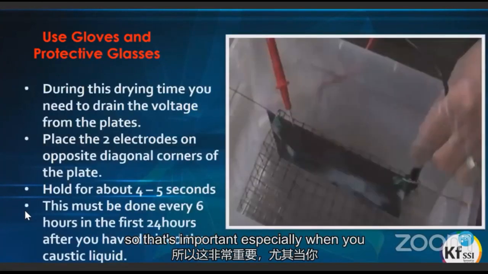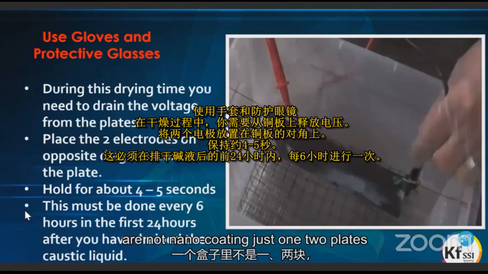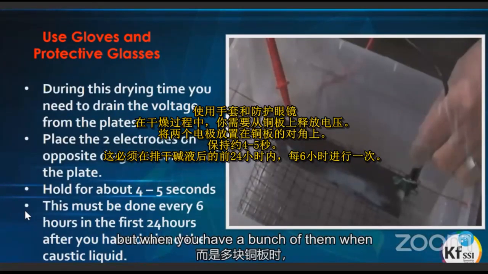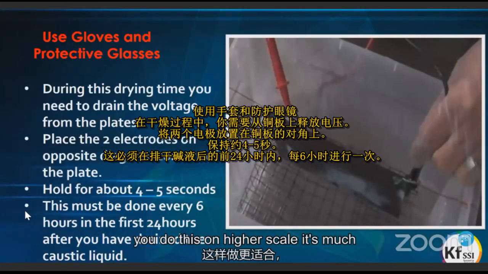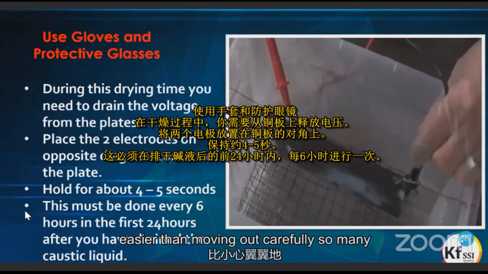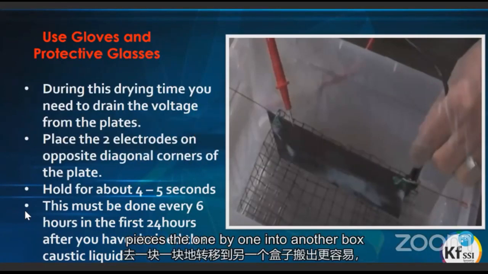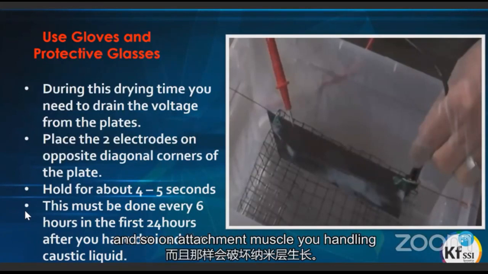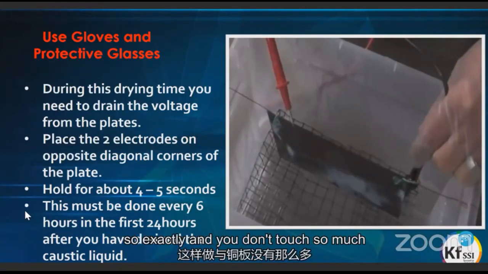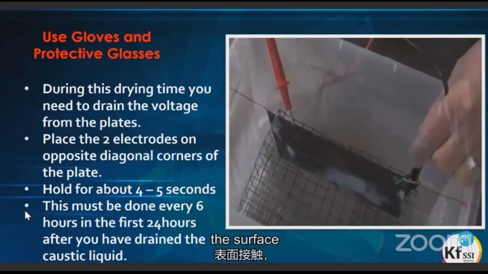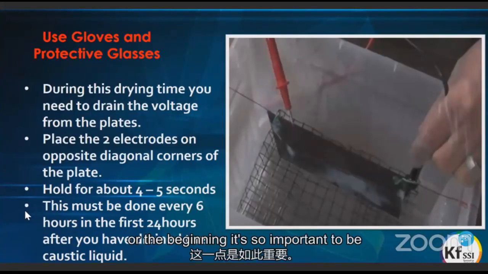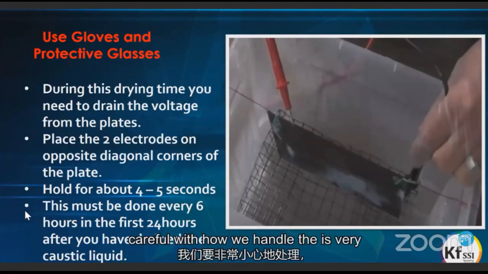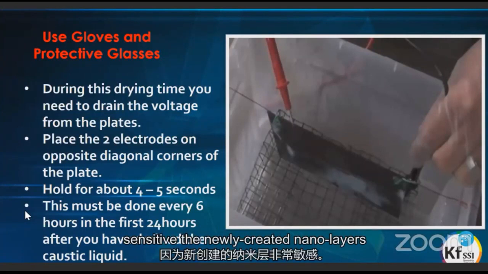That's important, especially when you are not nanocoating just 1-2 plates, but when you have a bunch of them. When you do this on a higher scale, it's much easier than moving out carefully so many pieces one by one into another box and so on. It does minimize your handling, so yeah. Exactly, and you don't touch so much the surface. Which, as I told at the beginning, it's so important to be careful how we handle these very sensitive newly created nanolayers.